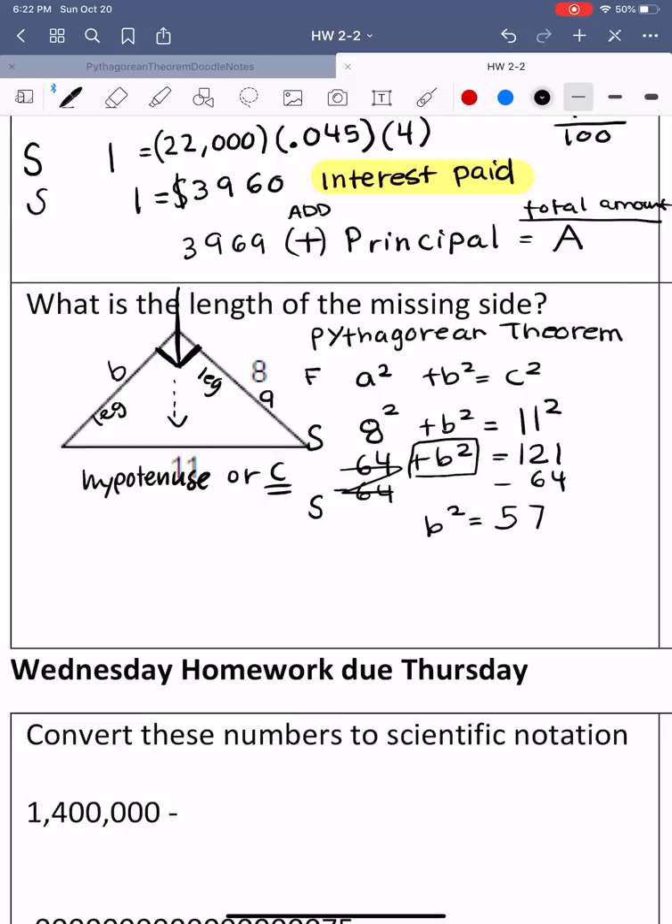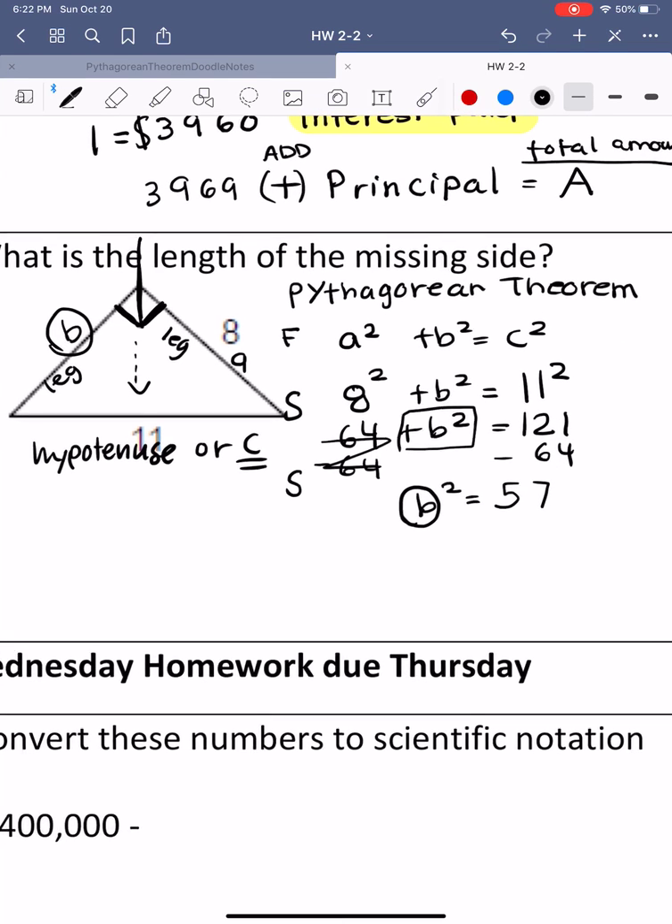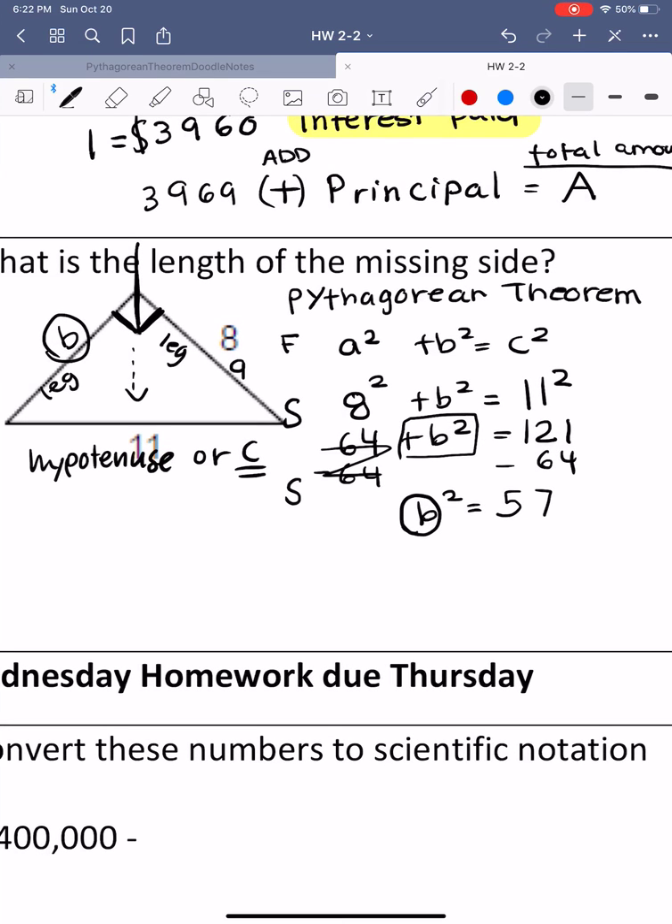Here they're asking us to find B. They're asking us to find just B, not B squared. So in order to find B, we're going to have to take the square root of both sides, because the inverse operation of squared is square root. So when we square root B squared, we'll be left with B, and then you'll be able to take the square root of 57.